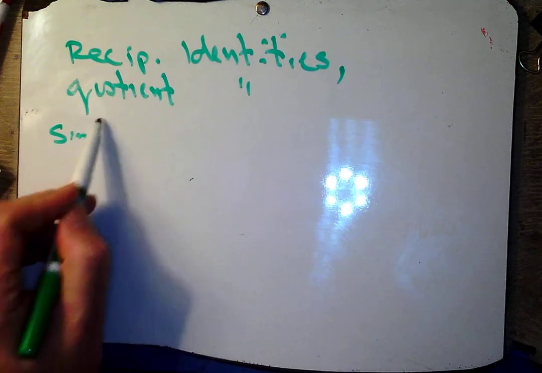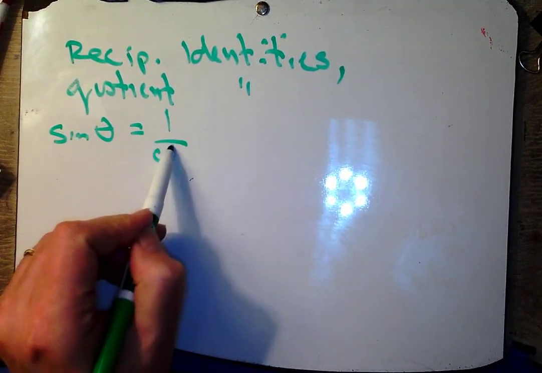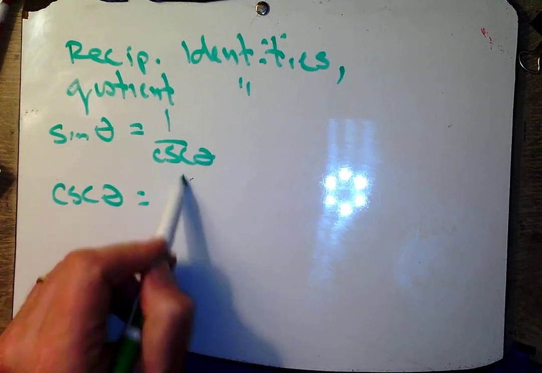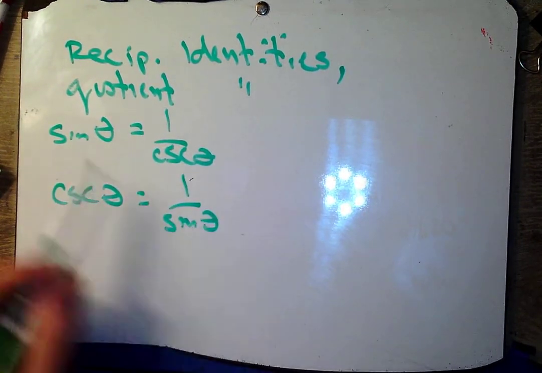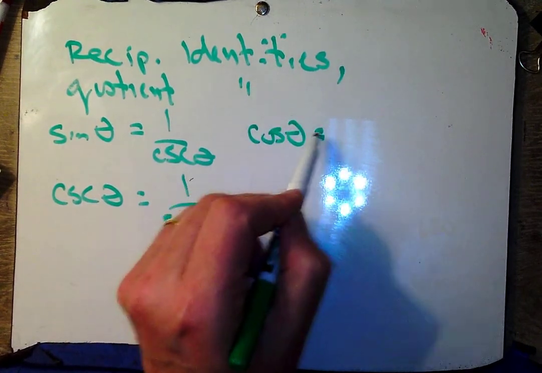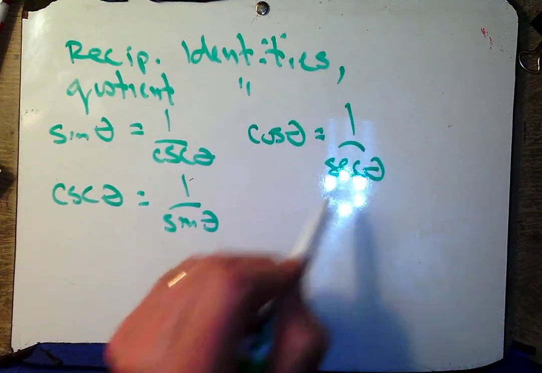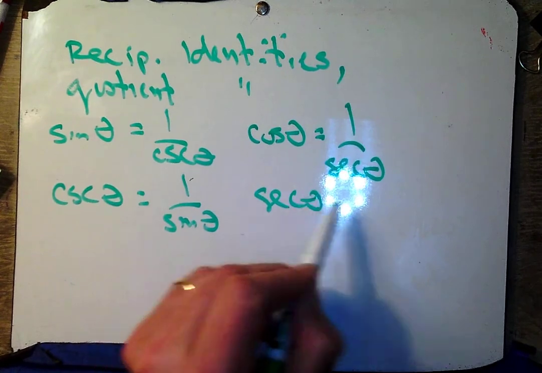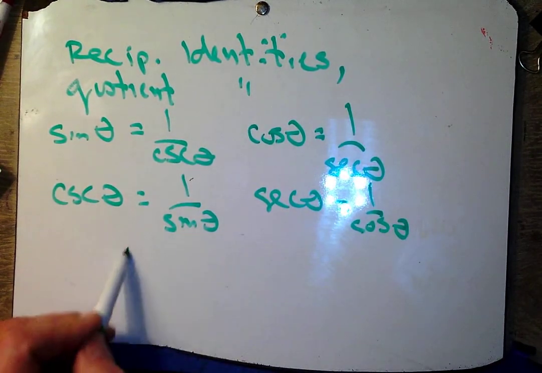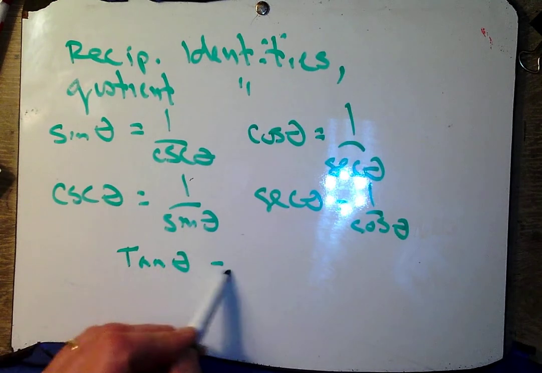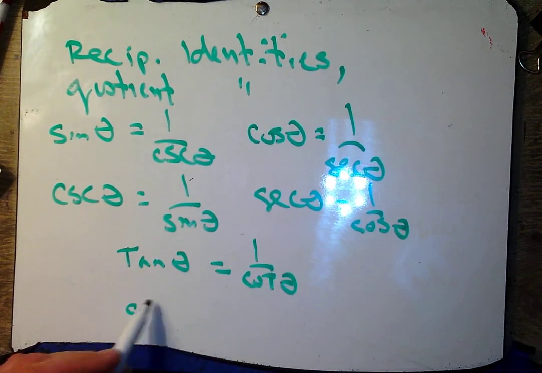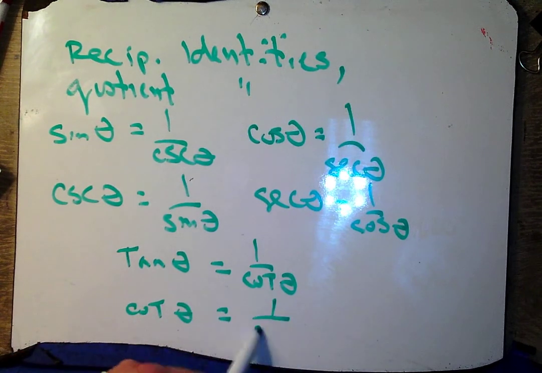So sine theta is 1 over cosecant theta, and cosecant theta is 1 over sine theta. They're reciprocals of each other. Likewise, cosine theta is 1 over secant theta, and secant theta is 1 over cosine theta. And finally, tangent theta is 1 over cotangent theta, and cotangent theta is 1 over tangent theta.